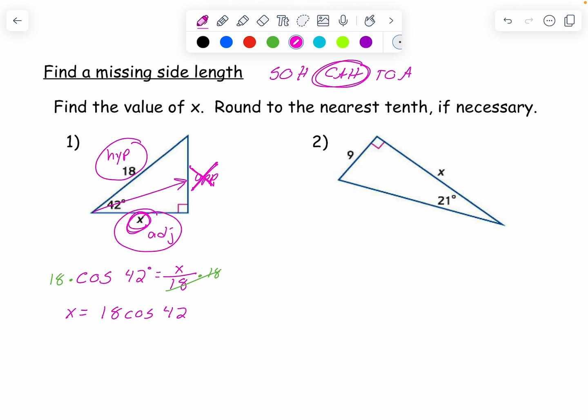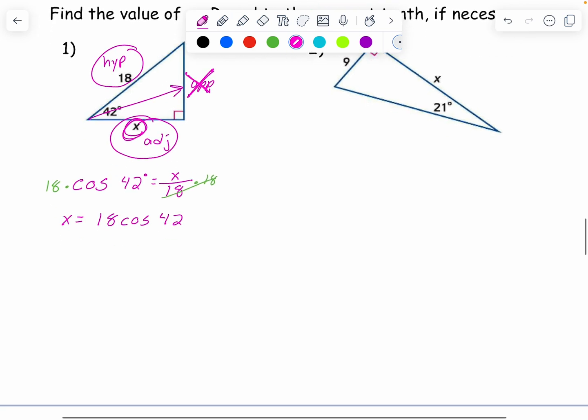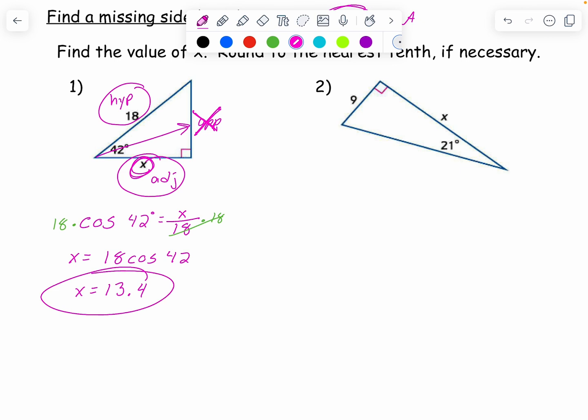You should have 13.3766, so forth and so on. Now, we are going to have a pretty standard rule for this, that side lengths are going to be rounded to the nearest tenth. So that means if we round this to the nearest tenth, it's going to come out to be 13.4. So we are going to round side lengths to the nearest tenth. We are going to round angles to the nearest whole number, the nearest degree. So then we have found the value of x, and that is all they asked us to find.